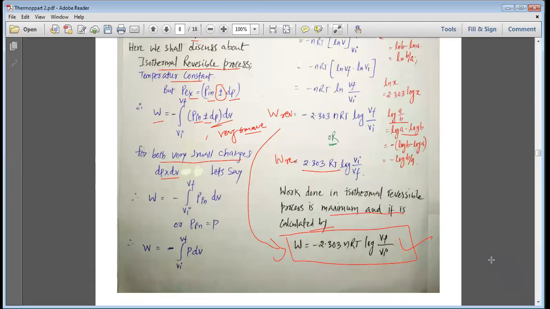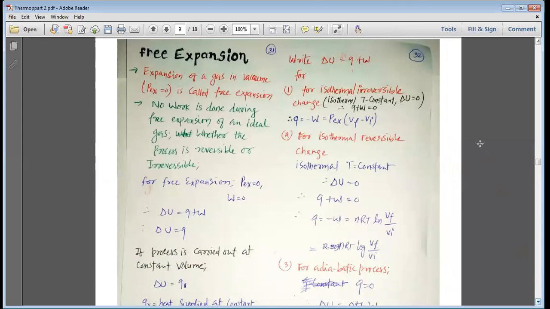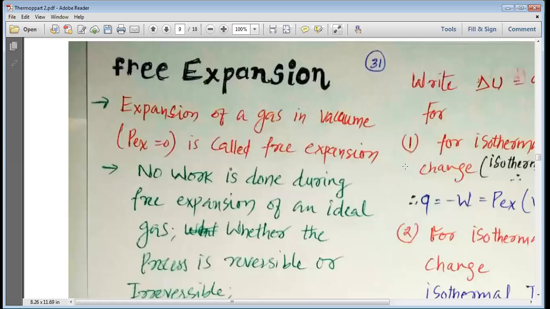Understood? Okay, let's move to the next part. Now my dear students, we are going to understand about the free expansion. Now expansion, that is the increase in the volume. Expansion means increase in volume. Expansion of a gas in vacuum. Now please remember this, that expansion of a gas in vacuum is known as the free expansion.